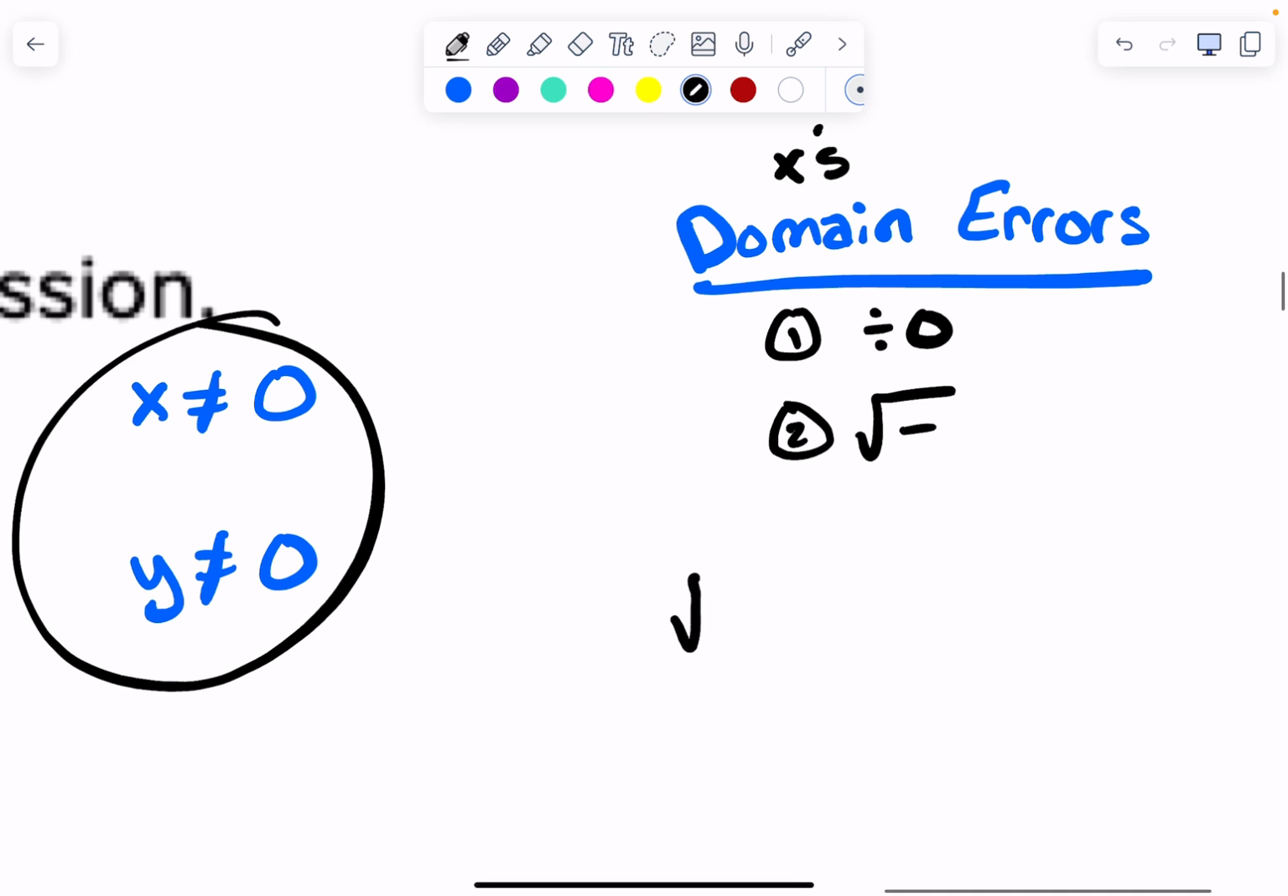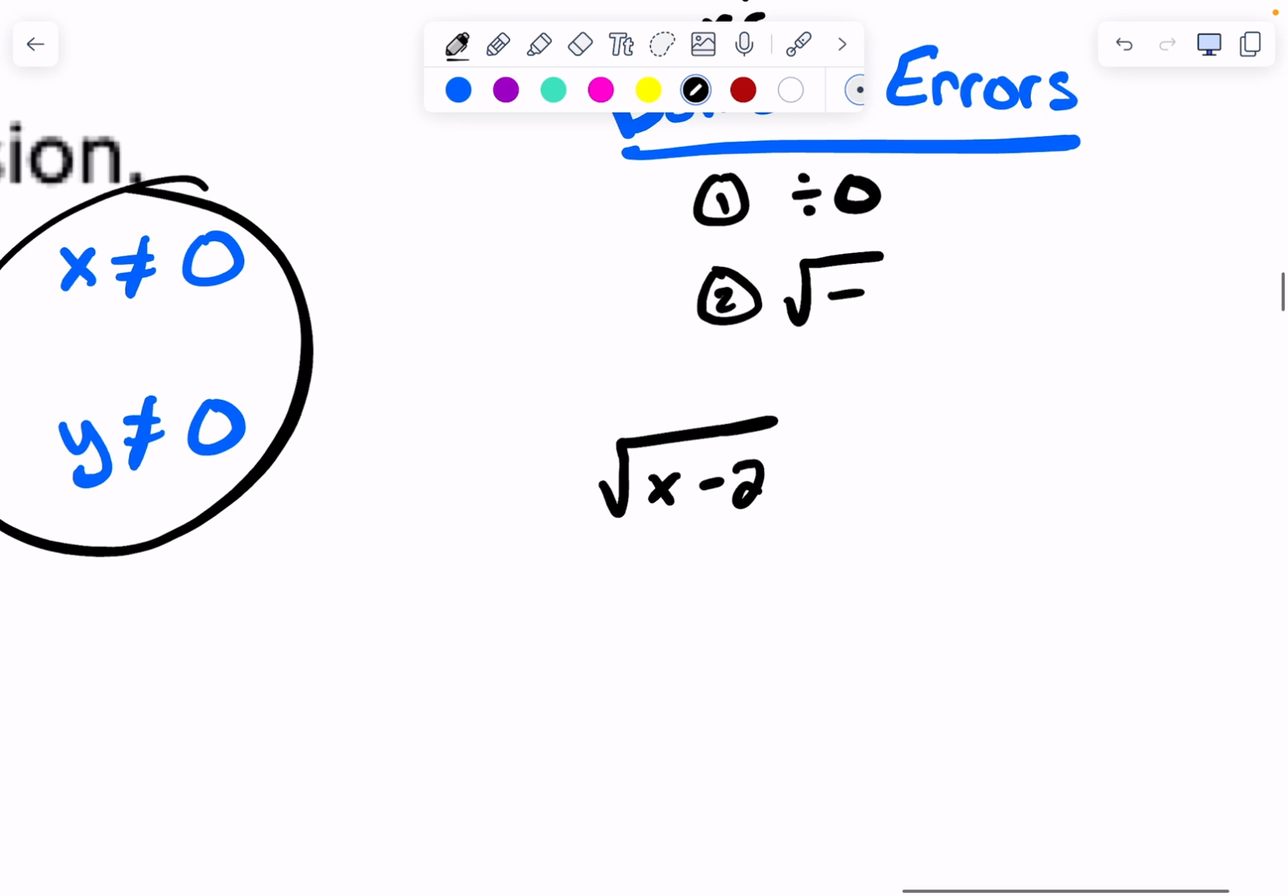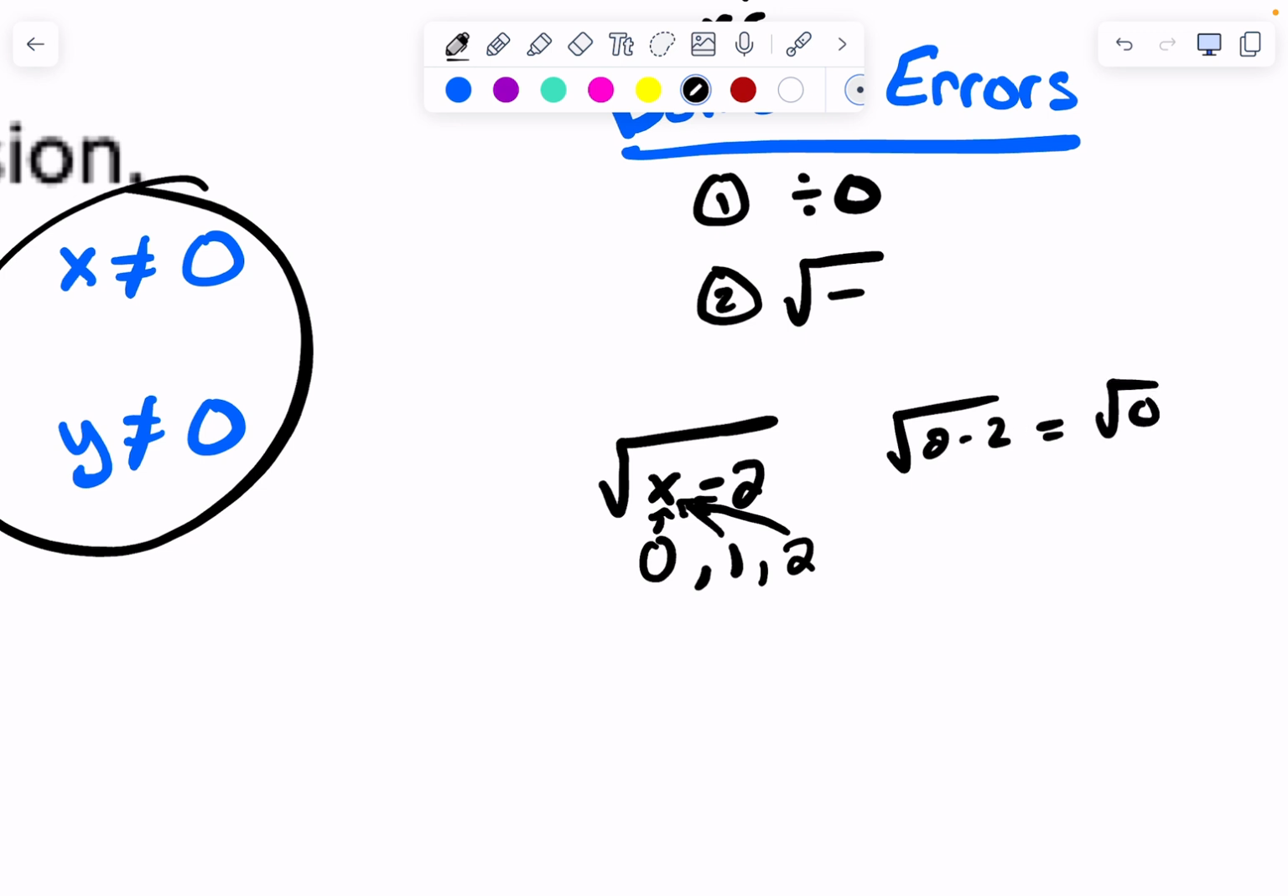Okay, so let's say we have the square root of x minus 2. Here we would say, okay, let's say x is 0. If I plug 0 in for x, am I going to get a problem? Yes, because it's going to be the square root of negative 2. If I plug 1 in for x, am I going to have a problem? Yes, because I'm going to take the square root of negative 1. If I plug 2 in for x, it'll be the square root of 2 minus 2, which is the square root of 0. Can you take the square root of 0?